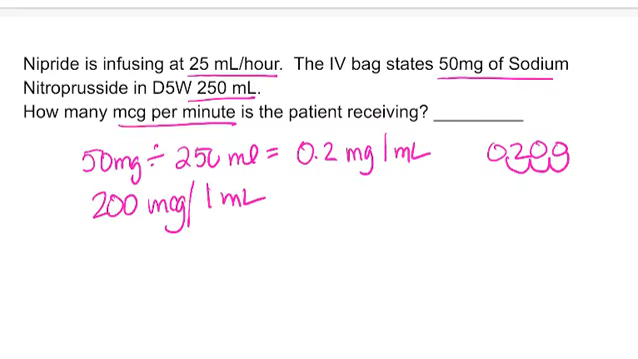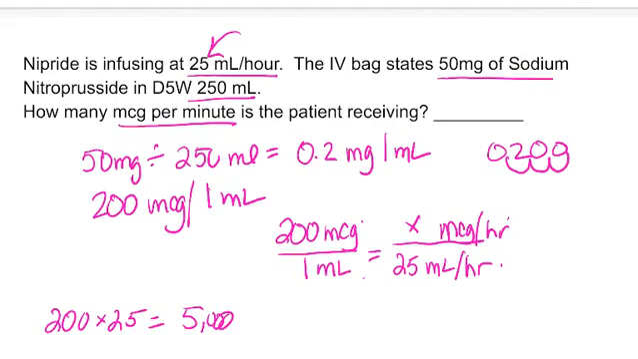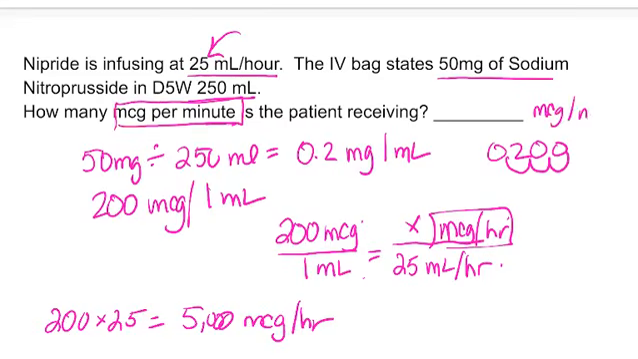That's my concentration. Okay, so if I have 200 micrograms in 1 milliliter, then I know my rate is going at 25 milliliters per hour. And I know that this is going to be micrograms over here per hour, because remember, they have to match. That would be my X. So 200 times 25 equals 5,000 micrograms per hour. However, that's not what I want. I want micrograms per minute.